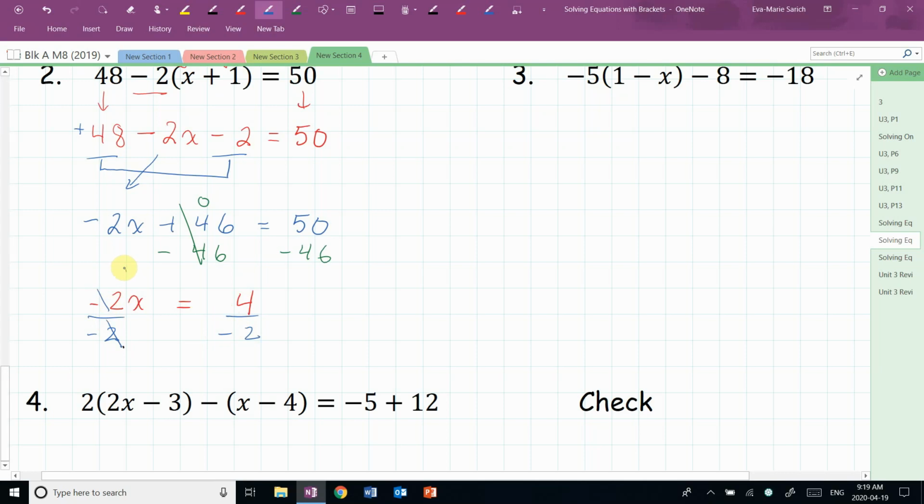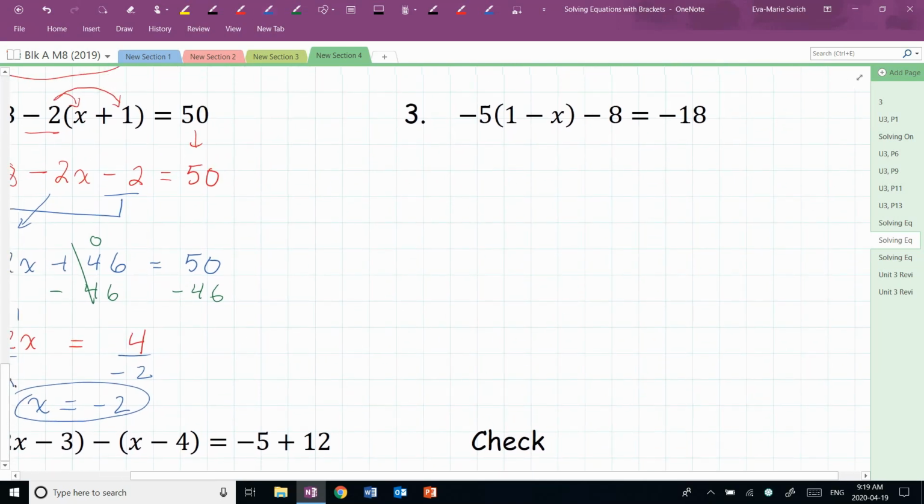-2 divides by -2 to give you 1. We've got our x all by itself, and 4 divided by -2 gives us -2. We've solved it. Okay, let's move on to a third example. Just a few more negative signs in here, which students often find more difficult, right? So I've thrown this one in as an example.